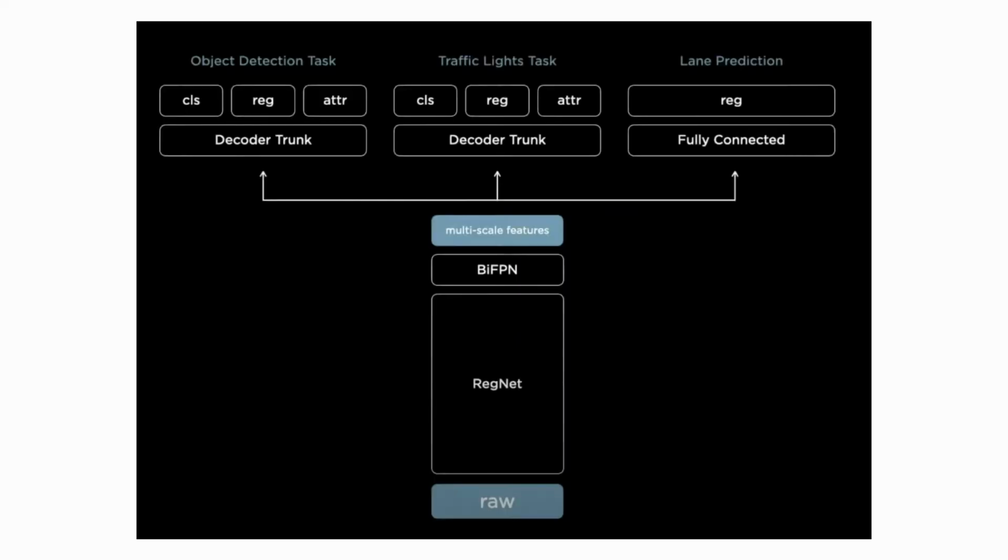The output features are not only used to predict cars but are used for multiple tasks such as traffic light detection, lane prediction, etc. Each specific task has its own decoder trunk or detection head, which is trained separately, but they all share the same neural network backbone or feature extraction mechanism. This architectural layout is called a HydraNet.